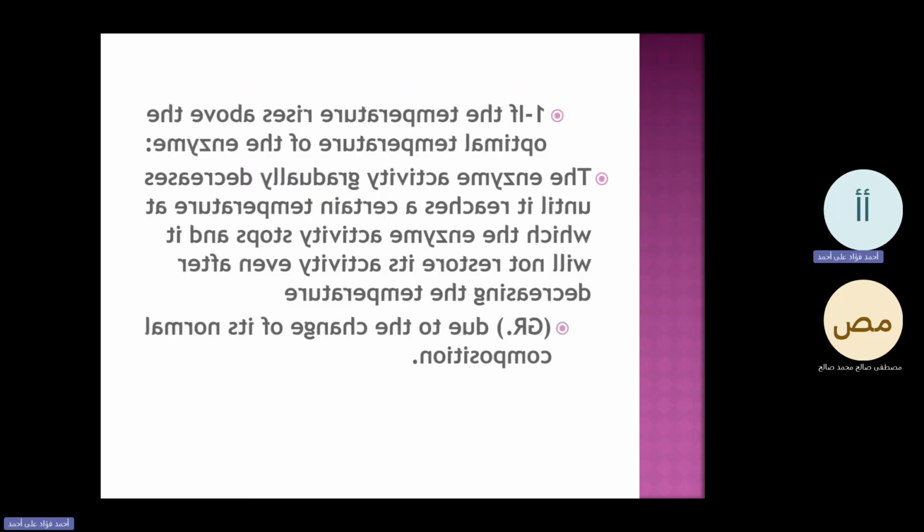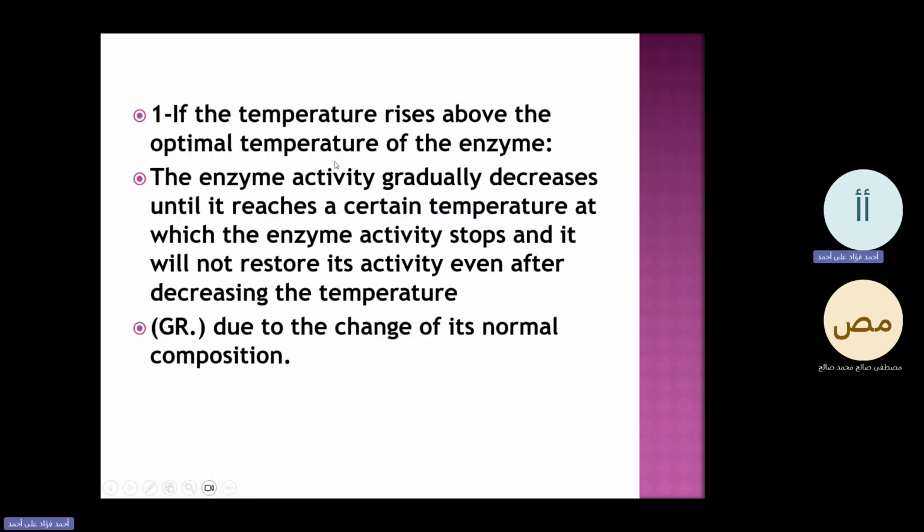فهنا بيقول لي if the temperature rises above the optimal temperature of the enzyme، ايه اللي هيحصل؟ ان الانزيم activity gradually decreases until it reaches a certain temperature، لغايه ما يوصل درجه حراره معينه يبدا الاكتيفيتي بتاعت الانزيم ستوبس. طب لو حصل مثلا وصلت درجه حراره الجسم لدرجه حراره معينه وخلاص الانزيم توقف، طيب درجه حراره الجسم رجعت تاني بردت، لا خلاص الانزيم ما اشتغلش لان خلاص تركيبه اتغير.